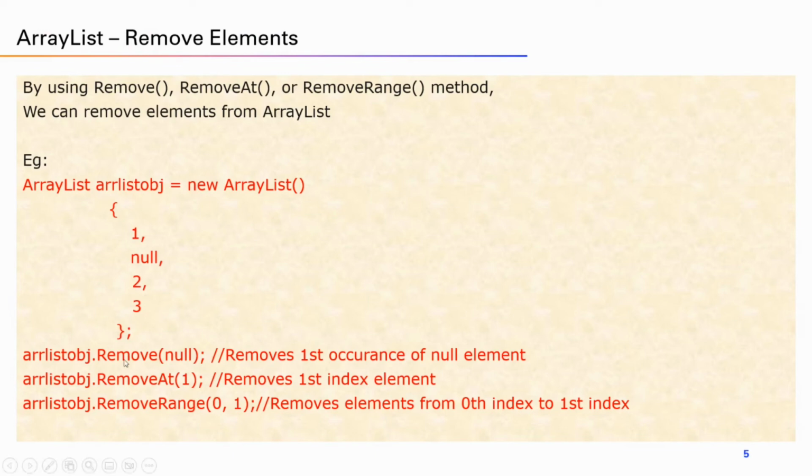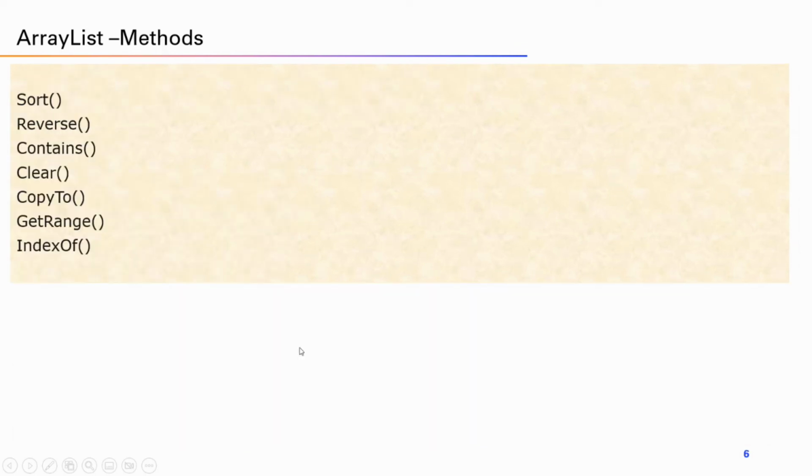For example, here the Remove method removes the first occurrence of a null element from this ArrayList. RemoveAt method removes the element at the specified index. RemoveRange method removes elements from the start index to the end index. Here I specified 0 to 1, so it removes the elements from index 0 to 1. Like this, we can also use Sort, Reverse, Contains, Clear, CopyTo, GetRange, IndexOf methods in ArrayList.